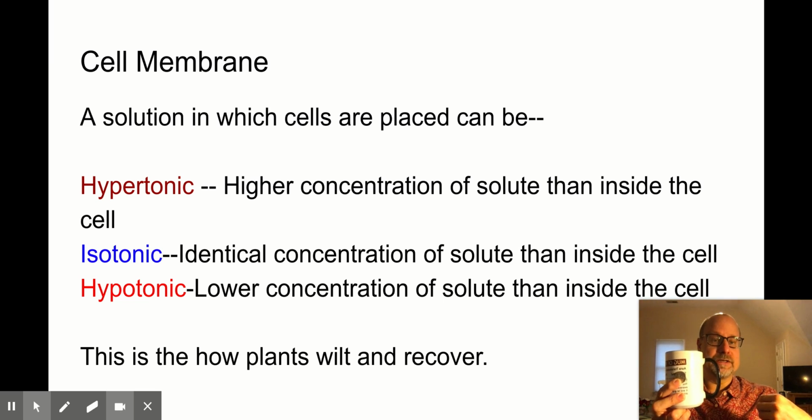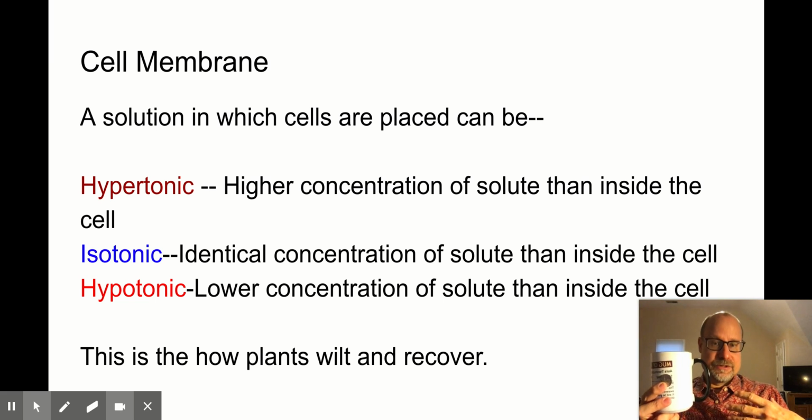The third possibility is an isotonic environment. Isotonic just means that this has 50% solute and this has 50% solute, or this has 10% solute and this has 10% solute. The concentration is the same. Because there's no difference in concentration, the water just moves across the membrane in exactly the same amount. The isotonic solution, isotonic meaning it has the same concentration, doesn't have any effect on the cells. They just stay the same if you put them in an isotonic solution.